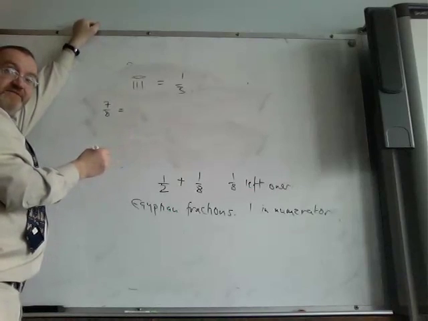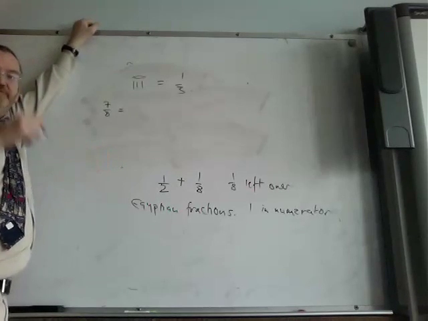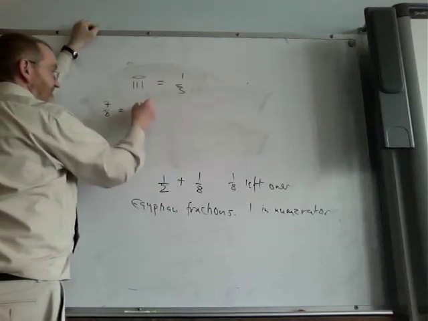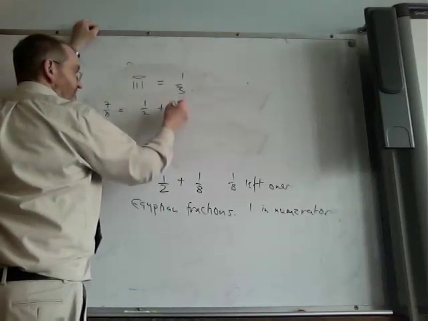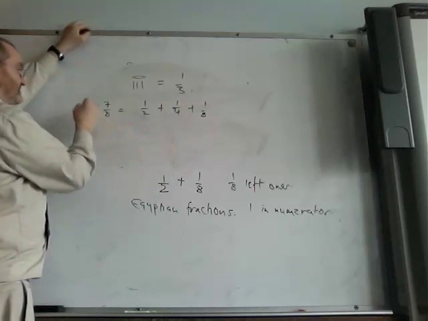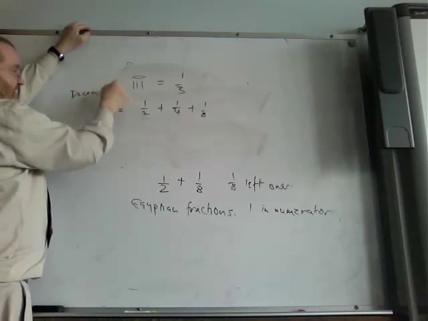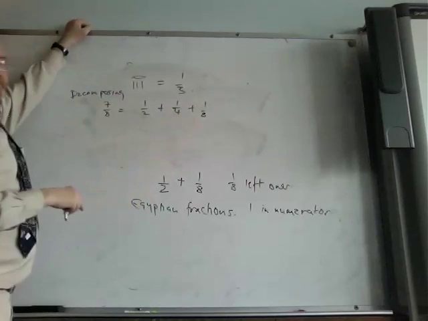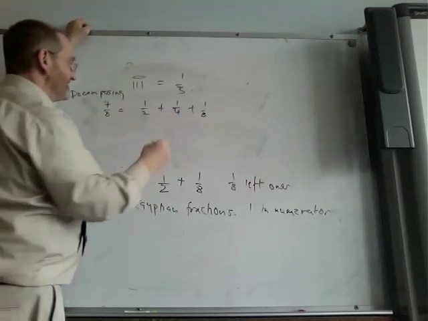So Craig, you gave us a starting point for decomposing 7/8. What number did you start with? Half. A half. 1/2. And what are you going to do next? A quarter, yep. And then an 8. And then an 8. So this is decomposing a fraction into Egyptian fractions. This is a rotten problem, by the way.